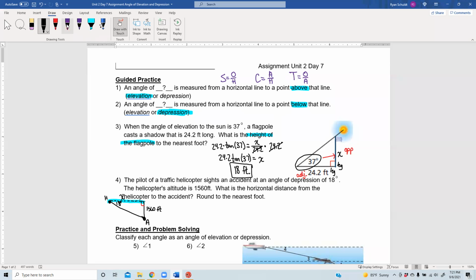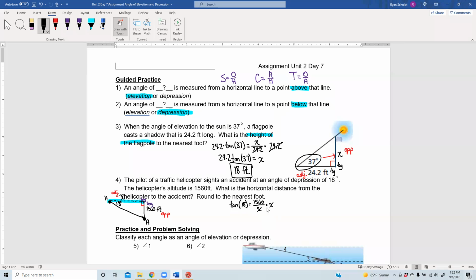Okay, well, let's see, label your legs. So there's a leg. It's kind of squished up against the picture, but there's your other leg. So the 1560 has to be opposite of the angle. The side we want is adjacent to the angle. So which one uses opposite and adjacent? Tangent. So we're going to have the tangent of 18 equals 1560 over x.